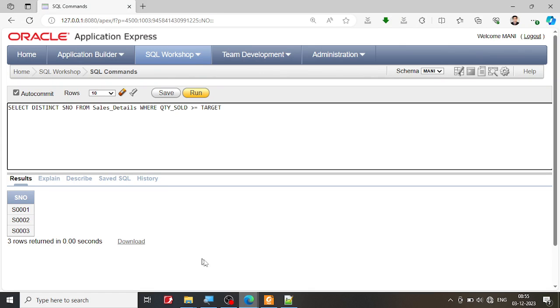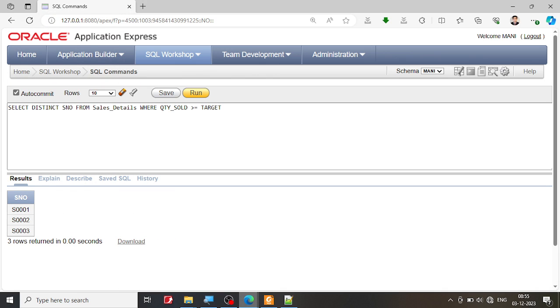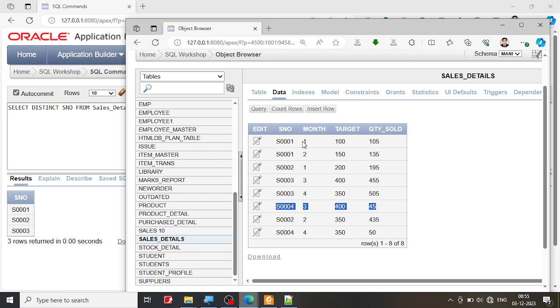I'm going to run it, and you know very well all these people have achieved: serial number 001, 002, 003. All of them have achieved their target at least once. Serial number 001 achieved the target once, but the second time a target of 150 was given, this person failed to achieve it. That's okay, since this person has achieved it once. But if you look at this culprit, 004, that person never achieved the target even once. That is why that person's name is not in this list.